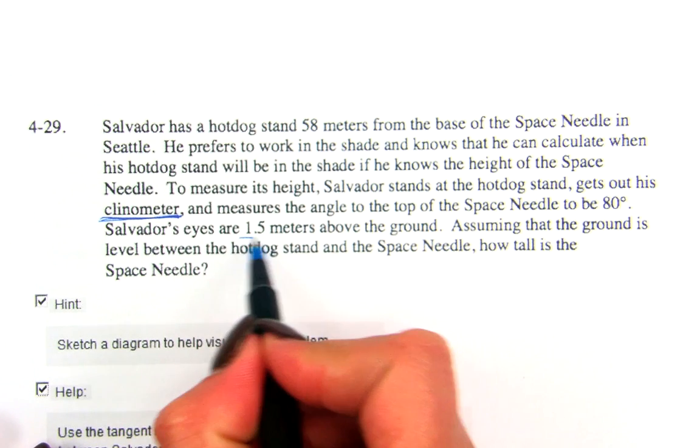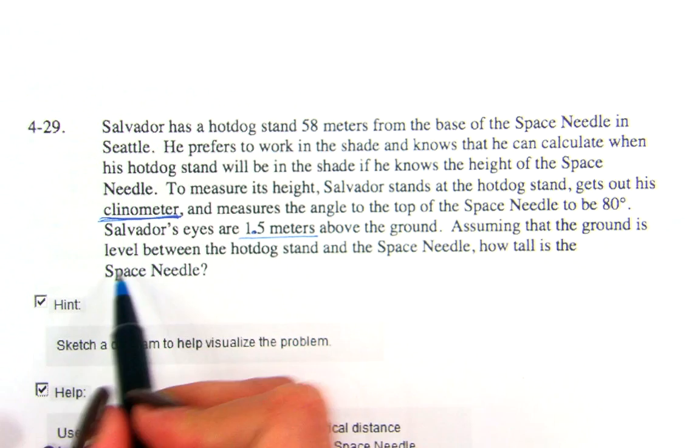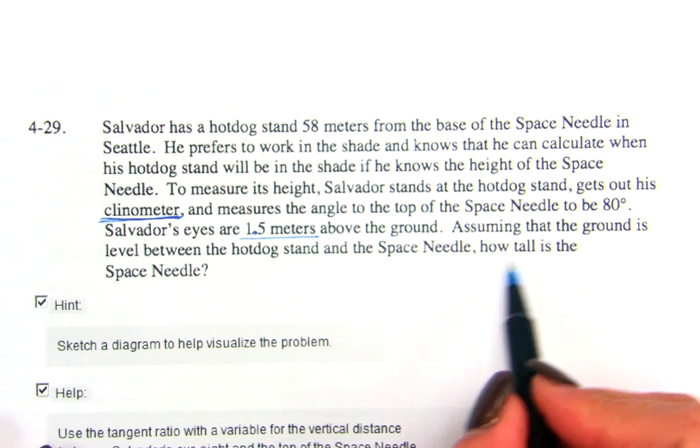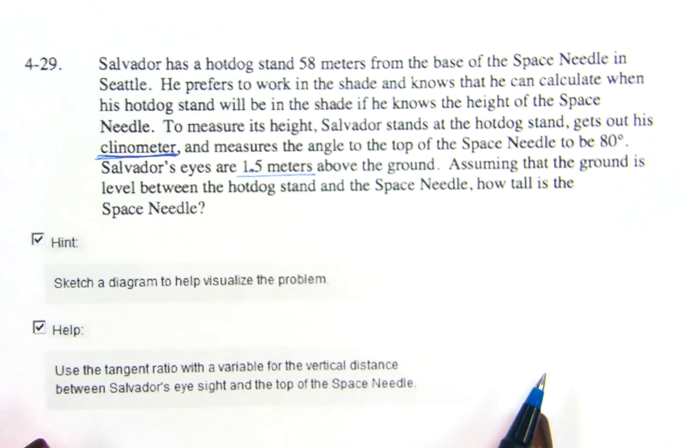Salvatore's eyes are 1.5 meters above the ground, assuming that the ground is level between the hot dog stand and the Space Needle. So, right, you've got a flat surface. How tall is the Space Needle? Sketch a diagram to help visualize the problem.